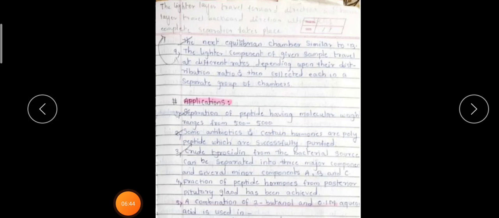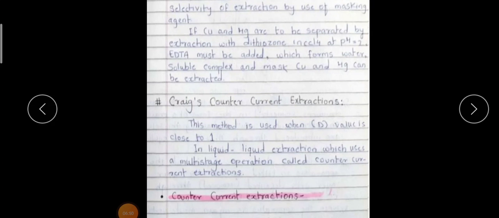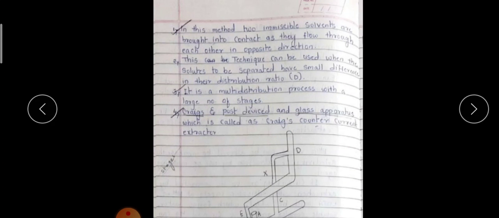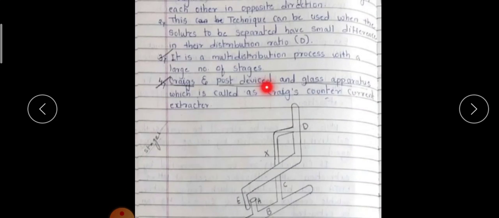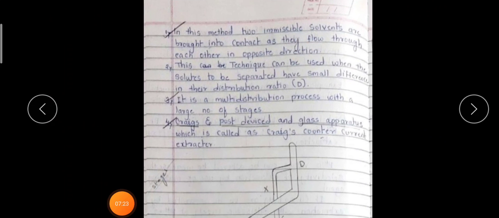You got this particular part, very simple it is. When this distribution ratio is close to 1, then this method is useful. We have seen in detail this Craig's countercurrent method. It is applicable to solvents where the value of D is close to 1. This method we have seen in detail.